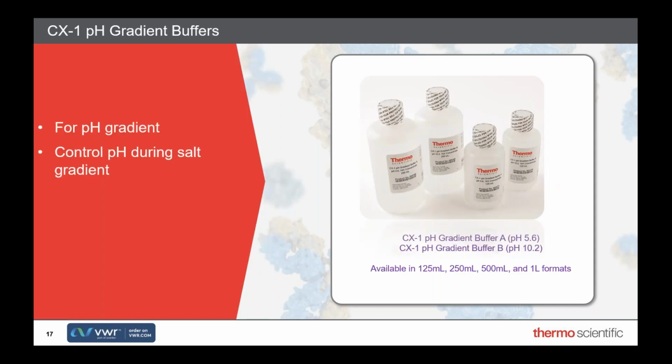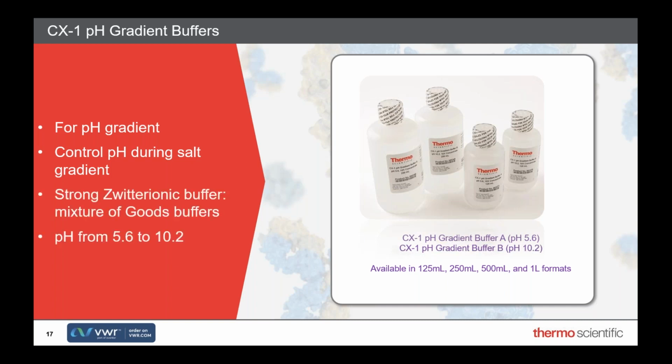Luckily, commercial buffers are available, which can be used for pH gradient elution. However, they can also be used very successfully to control the pH during salt gradient elution as well. The image you can see on your screen is of our own CX-1 buffers. And these are a strong zwitterionic type buffer mixture made up from a selection of Good's buffers, which control the pH well from pH 5.6 to pH 10.2.